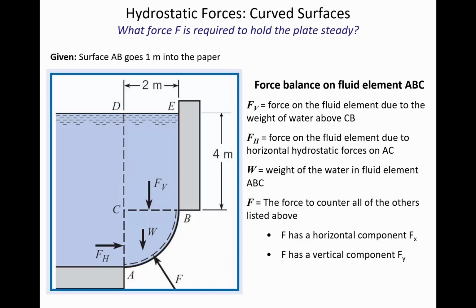All right, so here are the labels. FV is going to be the weight of the water above surface BC. FH is the horizontal forces acting on the vertical projection. And so now think about when we were talking earlier about shadows and projected shapes. If we have AB, then what does the vertical projection of that look like?